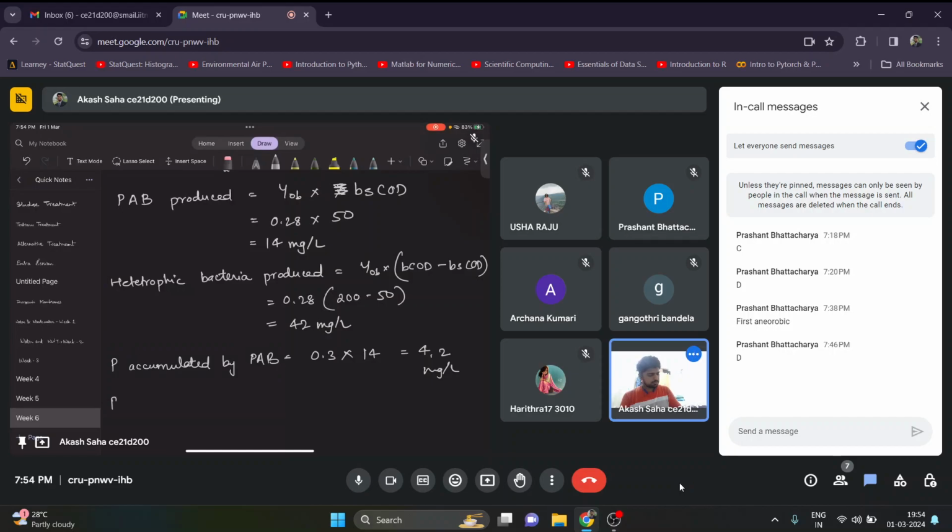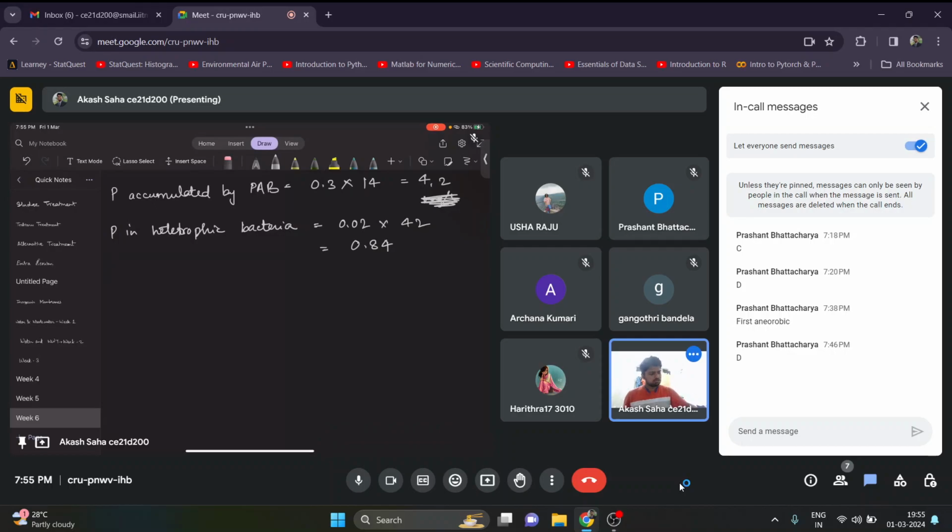And what about the phosphorus in the other heterotrophic bacteria? The coefficient was 0.02 gram P per gram VSS, into my 42. So it will be 0.84. This will be the phosphorus accumulated in my heterotrophic bacteria. So what is my total P accumulated? My total P accumulated will be 4.2 plus 0.84, which is equal to 5.04 milligram per liter.